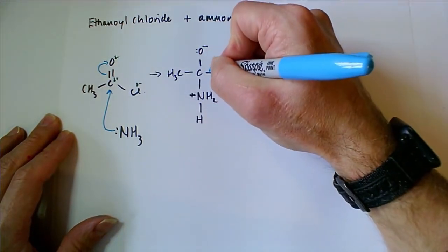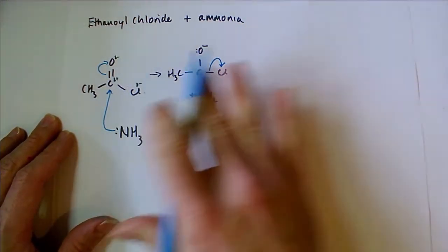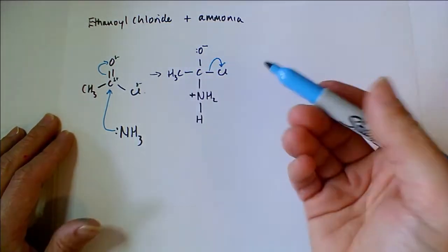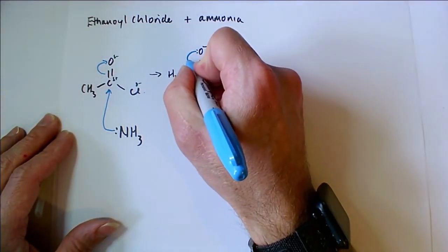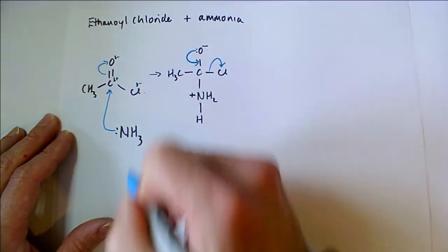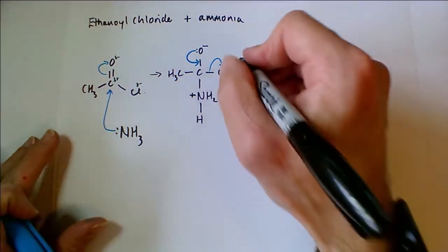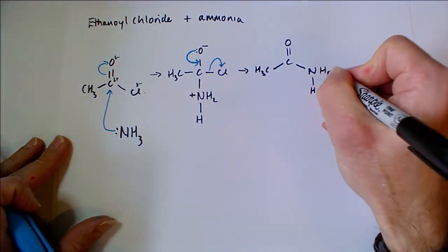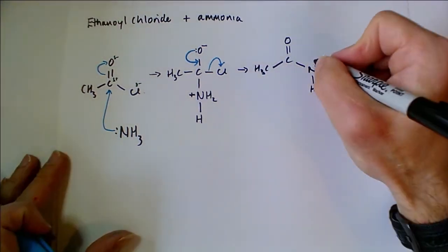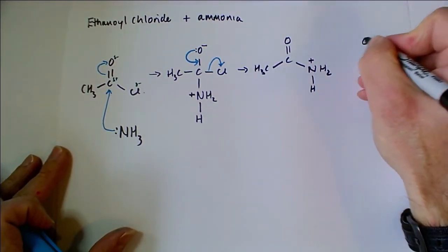So this time, I'll show it this way. This chlorine is going to be kicked out, because chlorides are a good leaving group. It likes having its electrons. And my oxygen is going to donate that lone pair into that bond between the carbon and the oxygen to reform the carbonyl. So over here, I'm almost there now. So I've released a Cl minus.